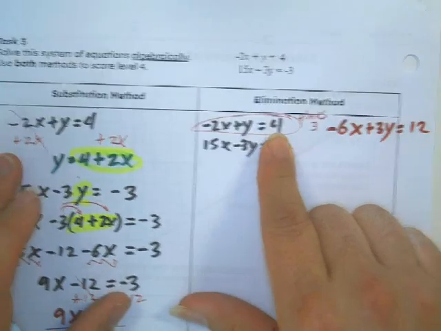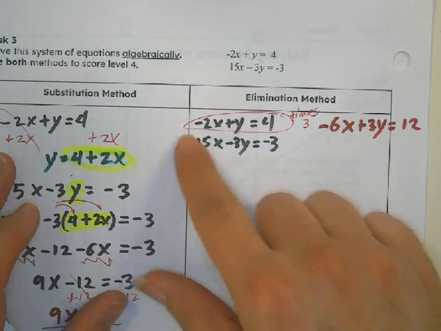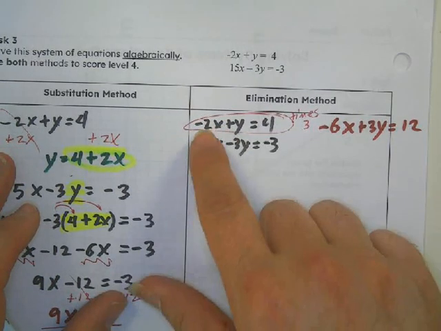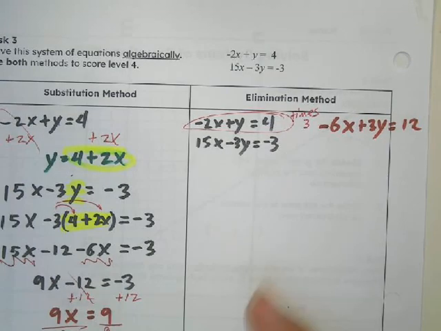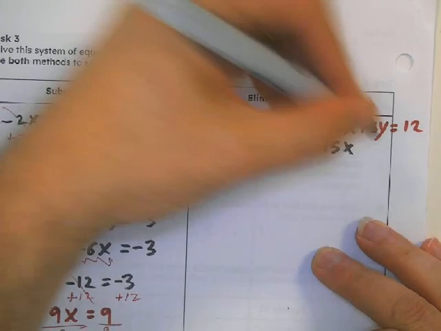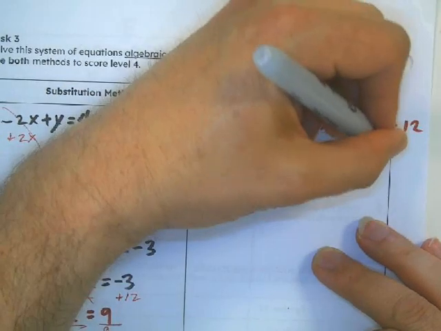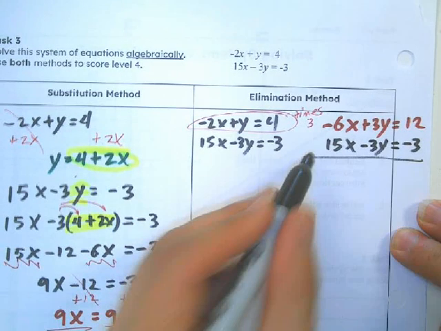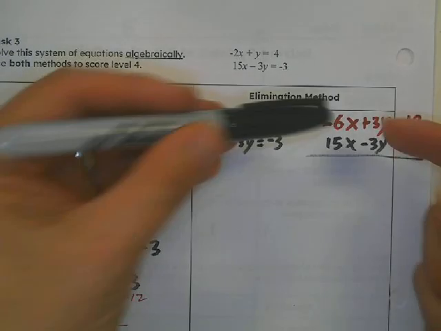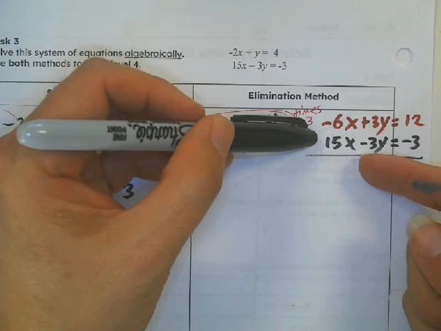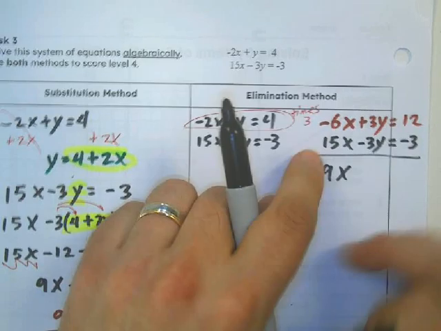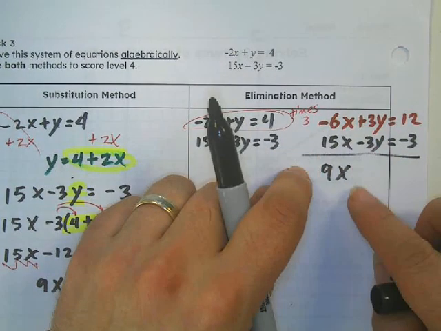Okay, so hit pause for a minute if you need to see what I just did. I just took this equation, negative 2x plus y equals 4, and I'm multiplying each term by 3. Now the other line, I'm writing it down exactly like it is: 15x minus 3y equals negative 3. Okay, and now I've lined it up, and I'm going to add the things in common. So I've got negative 6x plus 15x. That's going to give me 9x.